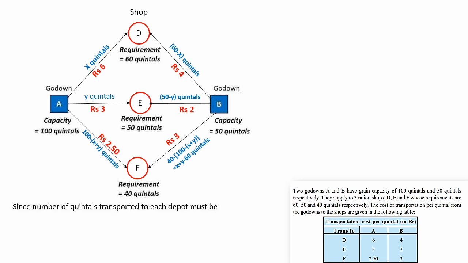As we know, the number of quintals transported to each depot must be greater than or equal to 0. The quantity transported from each godown to the shop must be greater than or equal to 0. That means here X greater than or equal to 0 and Y greater than or equal to 0. These are the two constraints. Let's go for the other ones.